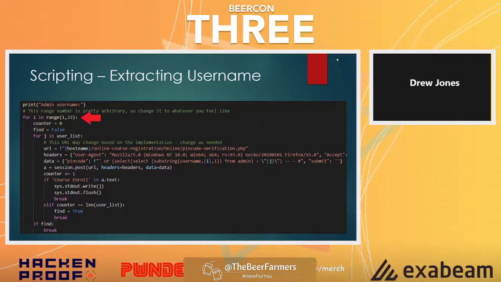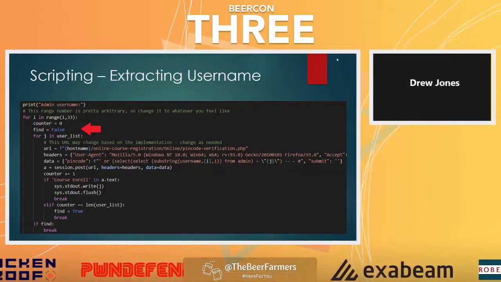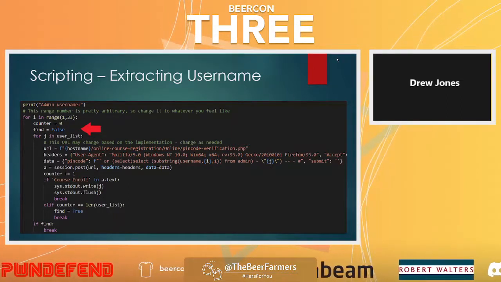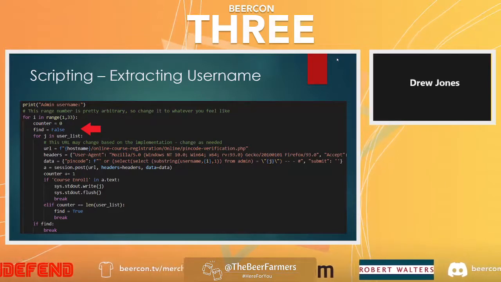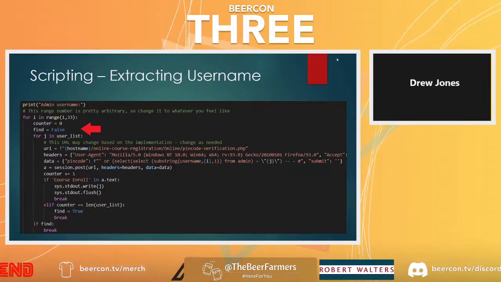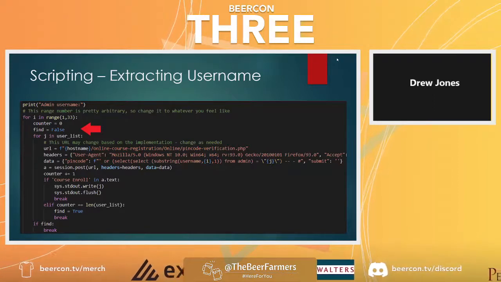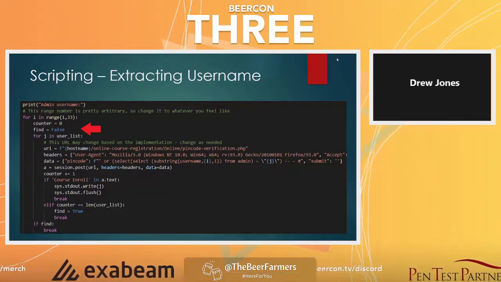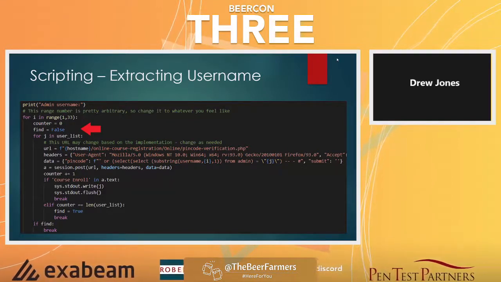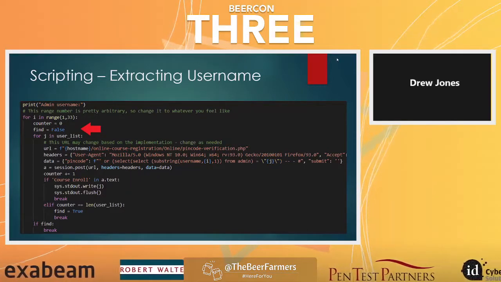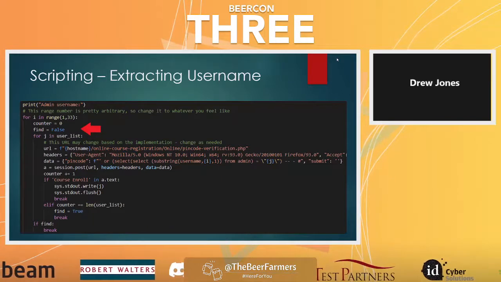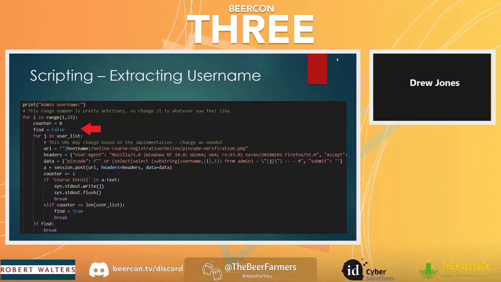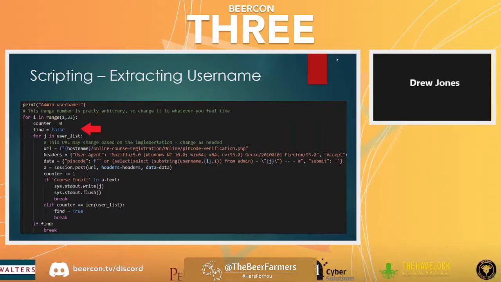We then start with a counter equals 0, which will become more obvious later on. And we also define a variable find equals false. So now we're going for j in user list, which if you remember, user list is our dictionary of string ASCII lowercase, ASCII uppercase, and numbers 0 through 9. So now we're going to be iterating 1 through 33. So i is 1 through 33, and j is all of our dictionary attacks.